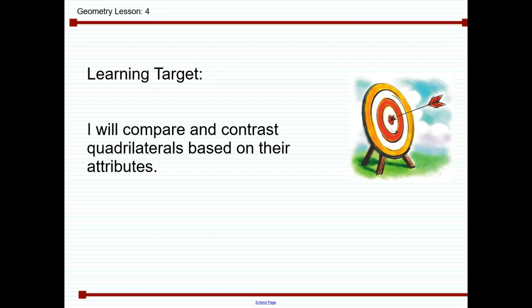By the end of the lesson today, you will be able to compare and contrast quadrilaterals based on their attributes. And you guys know from class that to compare and contrast means to tell how two quadrilaterals are the same or alike, and also how two quadrilaterals are different based on the characteristics that they have.